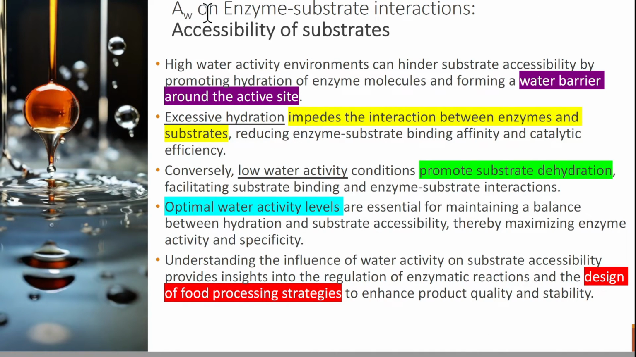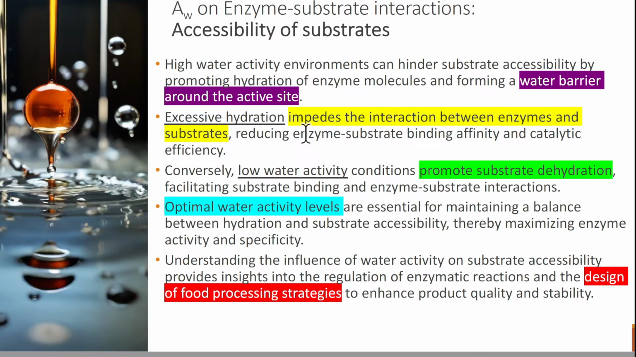Water activity also affects enzyme substrate interaction through accessibility of the substrate molecule. In high water activity environments, water molecules can hinder or block substrate accessibility by promoting hydration of the enzyme molecule and forming a water barrier around the active site. This is what I mean by water molecules occupying the active site and blocking the binding of substrate.